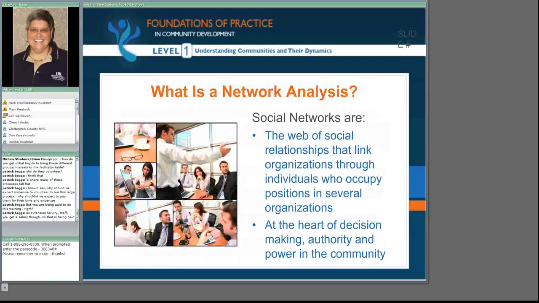If you're a rural community, it's going to be a lot. What you're doing with a social network analysis is you're looking to identify those relationships that link or connect decision-making, power, and authority in the community.